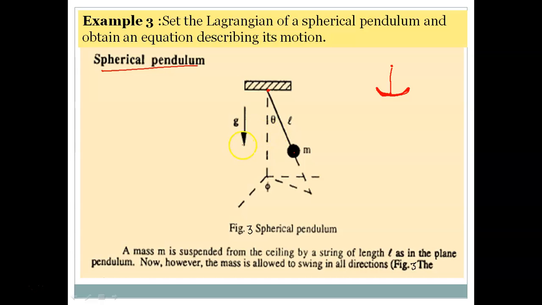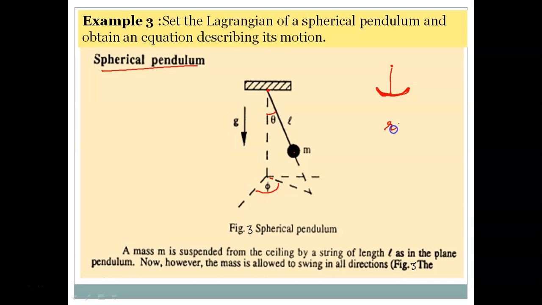So when this is oscillating in this manner, not only in the plane, it is oscillating in space like this. The angle is theta, of course, with the vertical, and the angle we are providing here is phi. So you know the values of x, y and z in terms of r, theta and phi, as we have calculated earlier.